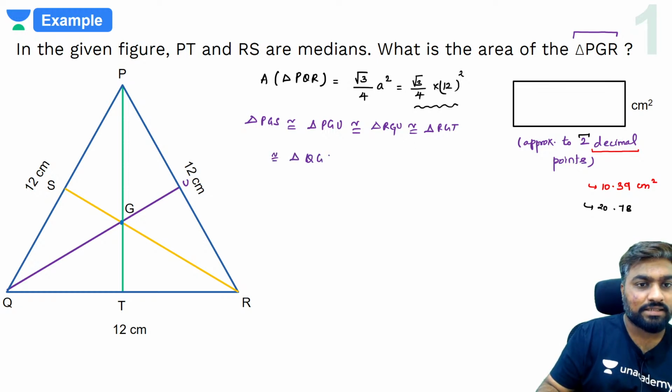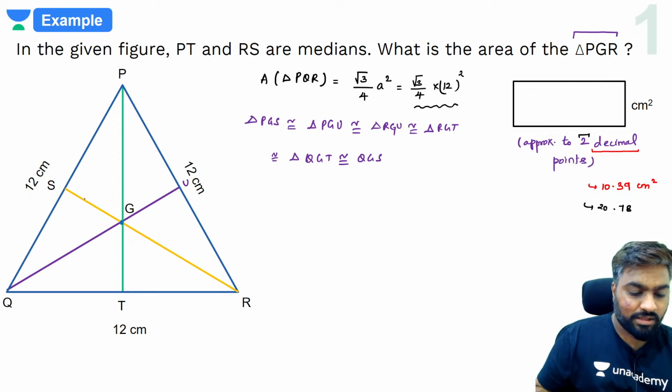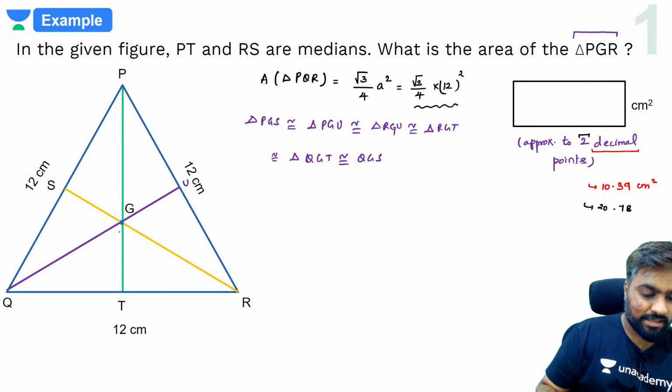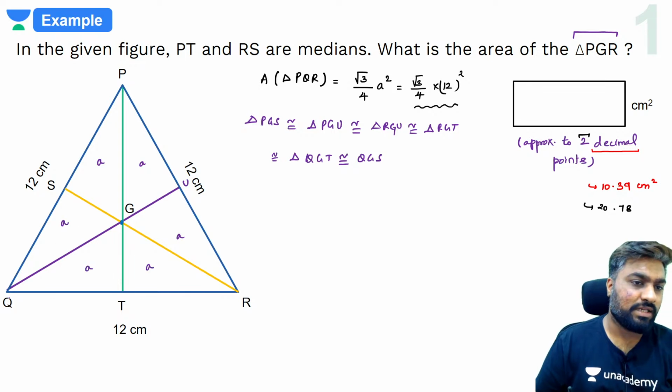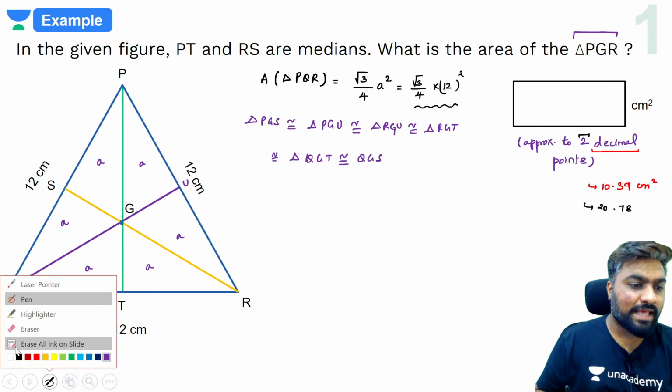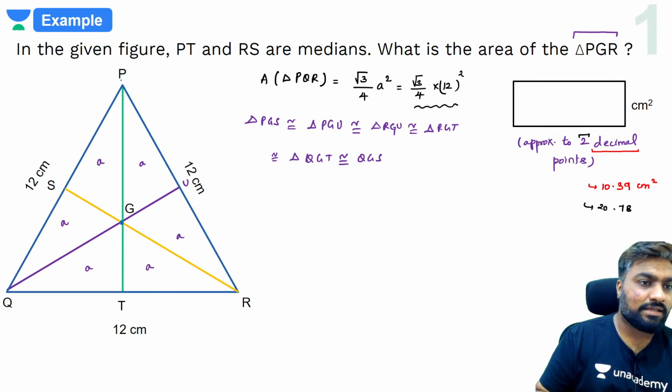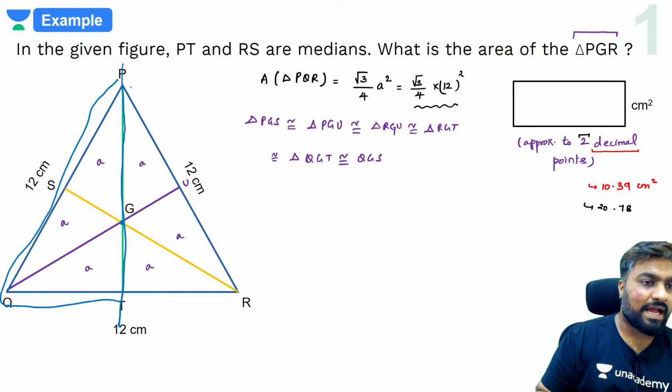Are you understanding this, guys? This will be congruent to triangle QGS. Yes, all these small triangles have equal areas. So if I say the area of this is A, this will also be A, this will also be A, this will also be A, and this will also be A. Yes, only then we can say that triangle PQT and triangle PTR have the same area, correct?